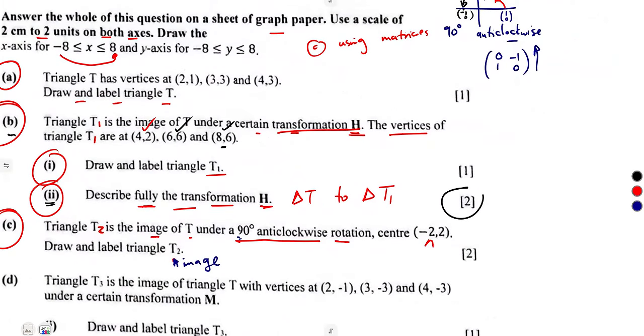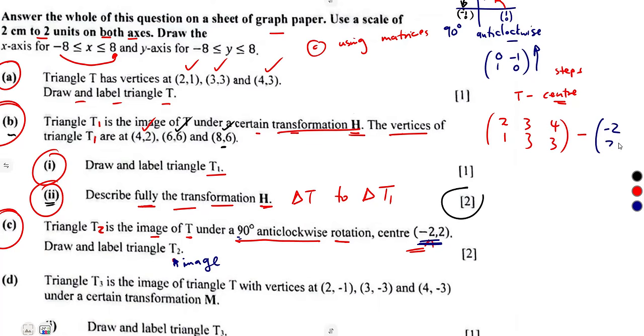But remember the concept, guys, the steps that you're going to take when you are given the center like this. You are going to take the coordinates from the triangle T. You subtract or remove the center. So you take these coordinates and just write them in column form: (2, 2), (1, 3), and (4, 3). Subtract the center. The center is (-2, 2). You write it as a column. So this is the concept: you're saying this minus this.